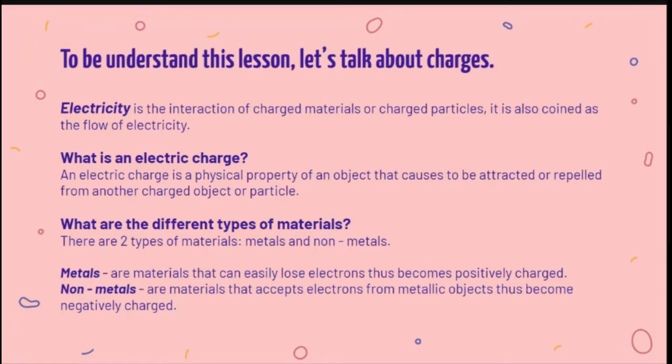So if magnesium loses an electron, it becomes a positively charged particle because there are more protons in the system than electrons, thus becoming a positively charged ion, making it a cation. And that happens to metals.